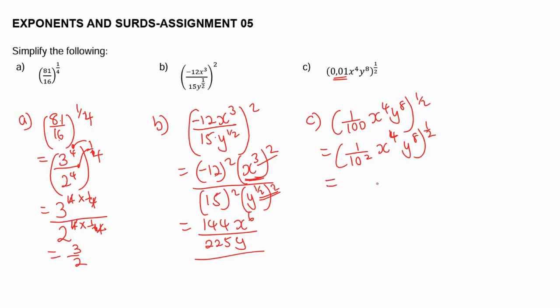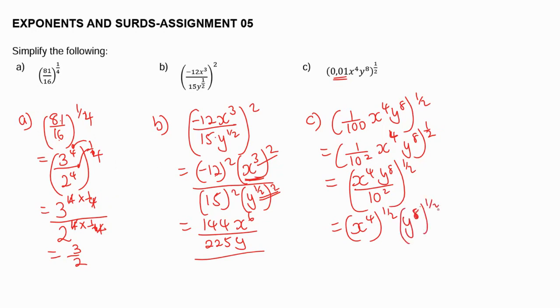Right? So, and then this can be written like this. X to the power 4, y to the power 8 over 10 squared. And then to the power 1 over 2. And then we distribute 1 over 2 to each factor in the numerator. Then distribute 1 over 2 to the denominator. So it becomes x to the power 4 to the power half, then y to the power 8 to the power half, over 10 squared to the power half. Right, we're distributing this exponent.